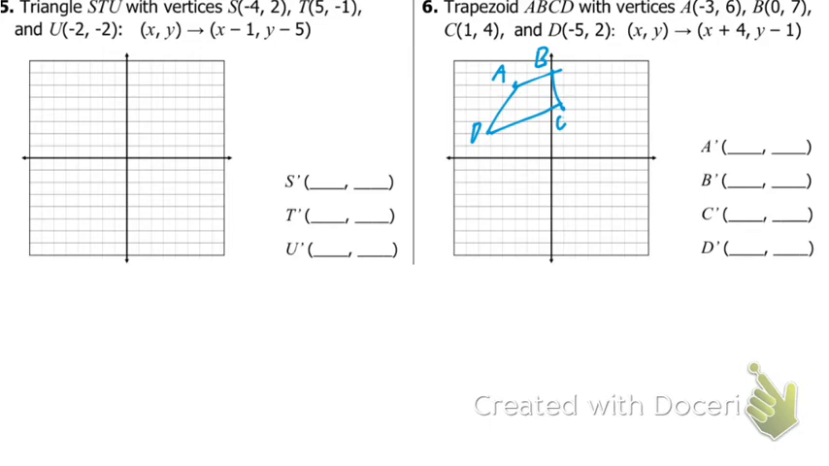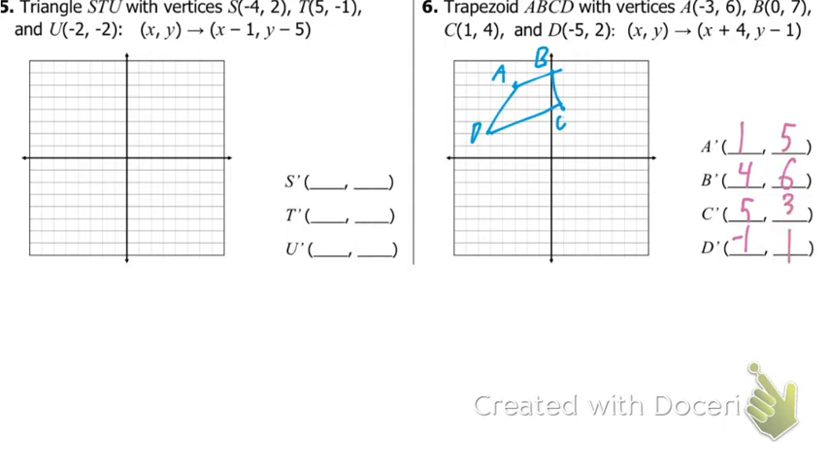So we're doing the transformation, we're moving it 4 to the right, 1 down. So for our x values, we're going to add 4 to each of these, okay? So negative 3 becomes 1, 0 becomes 4, 1 becomes 5, and negative 5 becomes negative 1. Y values, we're going to subtract 1 for each. So 6 becomes 5, 7 becomes 6, 4 becomes 3, and 2 becomes 1.